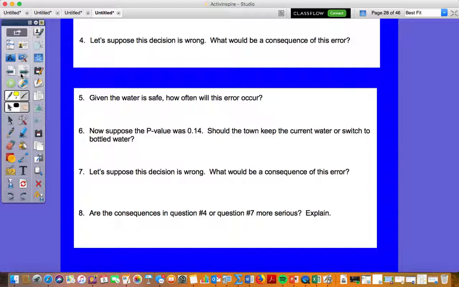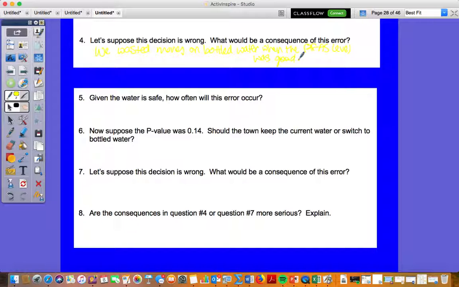Yeah, so if I went to bottled water, as the county governor or county mayor, and said we're going to bottled water based off of this evidence, but in reality the water was 70 or less, the consequence would be it's going to cost more money now that you go to bottled water. Good, so we wasted money on bottled water when the PFAS level was good. Nicely done.